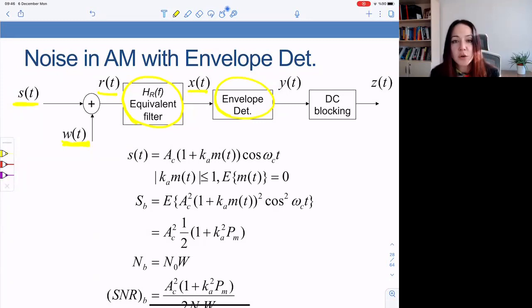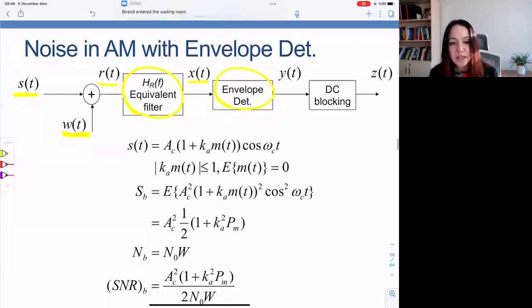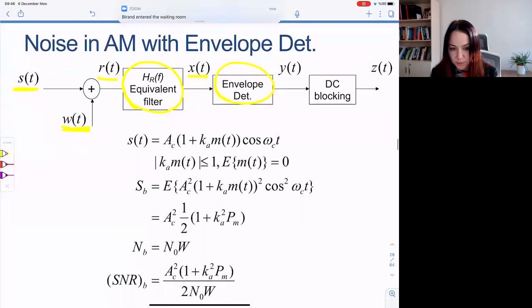First of all, we're going to compute a baseband SNR like we did for the other modulation types.